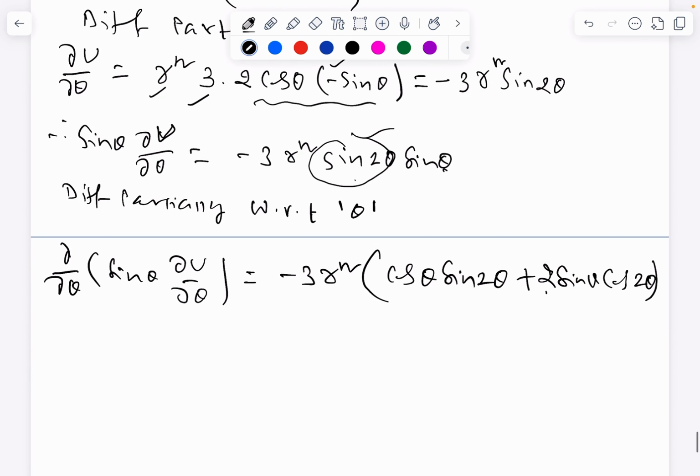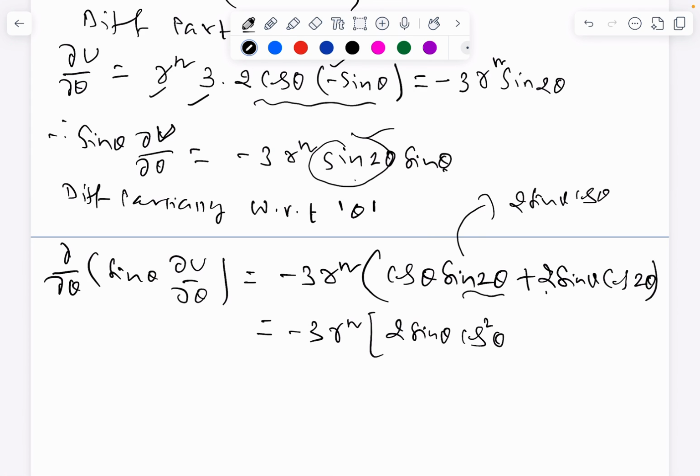So that is nothing but, now let us convert everything in terms of sine cosine. So this is minus 3 r power n, sine 2 theta is 2 sine theta cos theta, 2 sine theta cosine theta. So this is a 2 sine theta cosine square theta plus 2 sine theta. Let us convert into cosine theta. Cos 2 theta we know it is 2 cosine square theta minus 1.